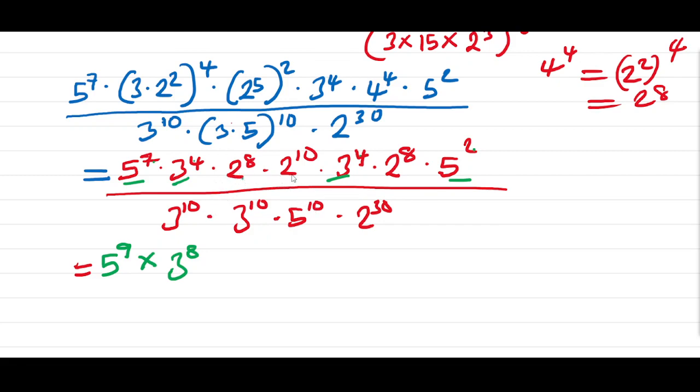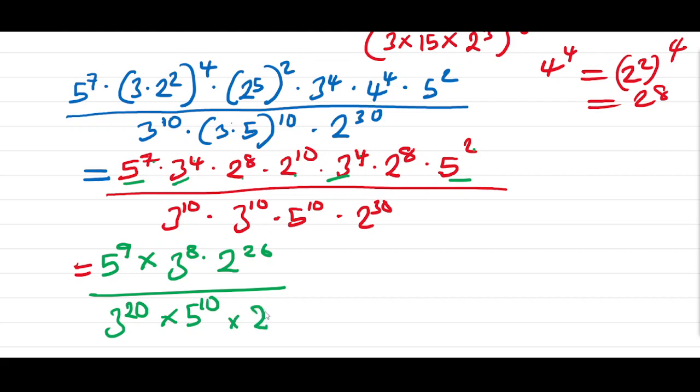Now here this is 18 plus 8, that is 26. So this is 2 to the power of 26, all divided by 5 to the power of 10, 3 to the power of 20, 2 to the power of 30.